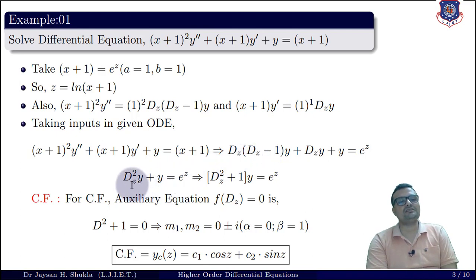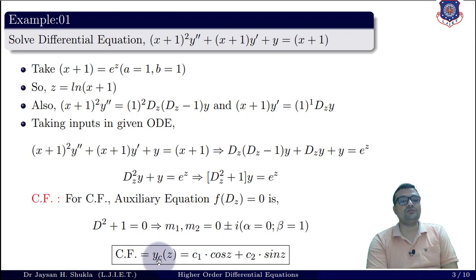Simplifying this will give me D_z² y + y equal to e^z. Taking y outside, it gives me (D_z² + 1) y equal to e^z. Then the rules are the same. Here I want to find the complementary function, so the auxiliary equation is f(D_z) = 0, which gives me D² + 1 = 0, so roots are 0 ± i. Remember here the free variable is z, not x.